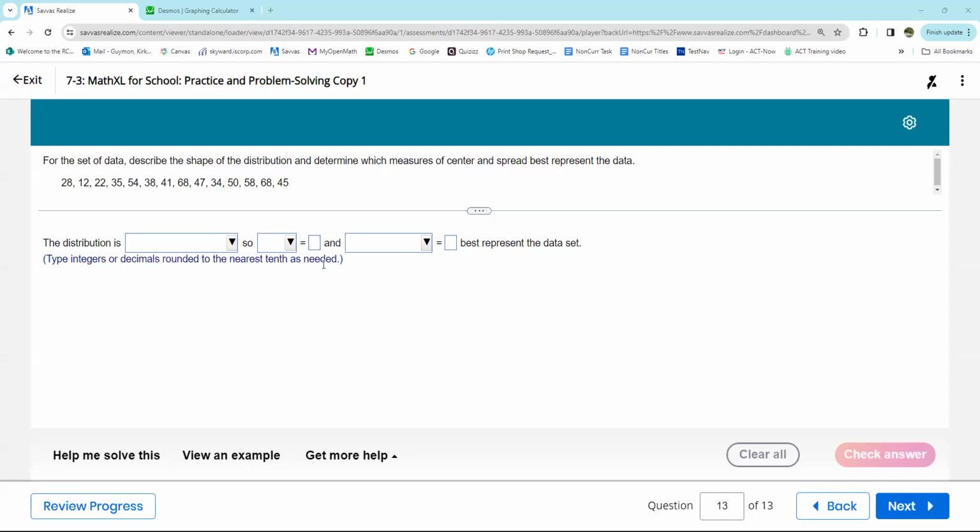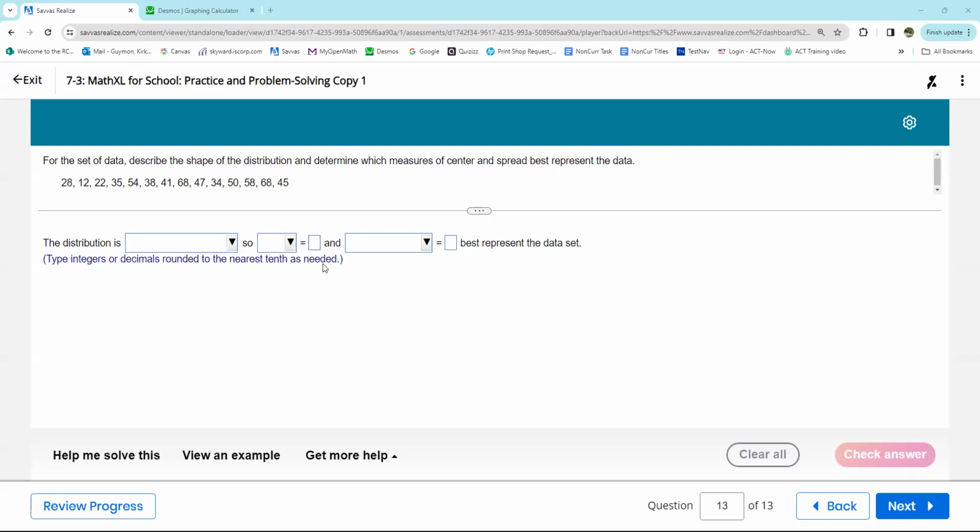Hey everybody, welcome back. Working in Savas Algebra 2, lesson 7-3, but doing a review problem that goes back to the statistics unit. So hopefully you don't forget the things we've learned previously in the course. We have a set of data, and we're supposed to describe the shape. Remember, skewed left, skewed right, normal.